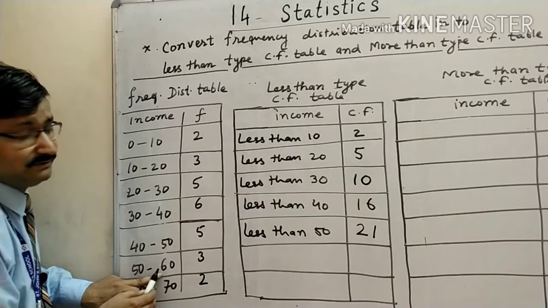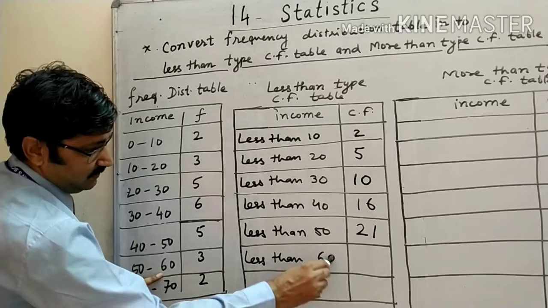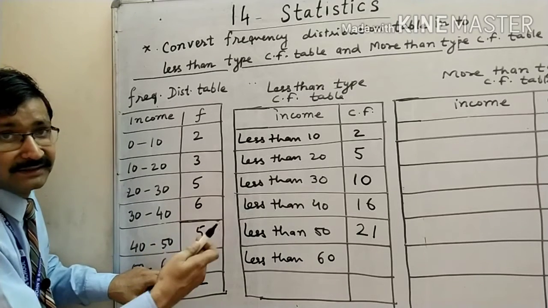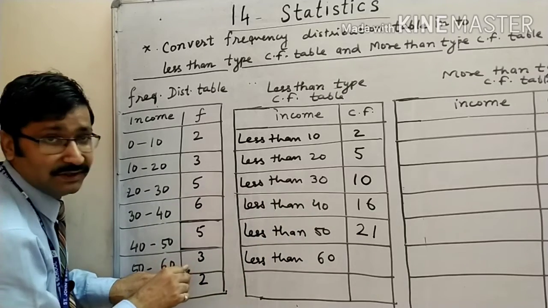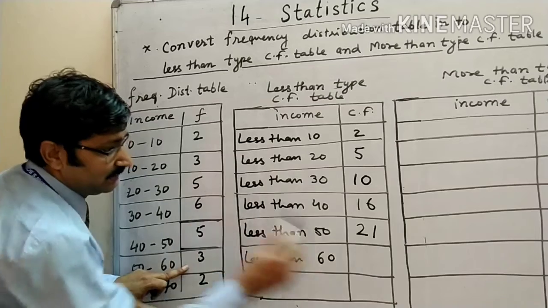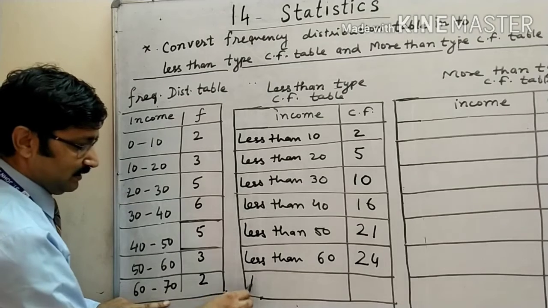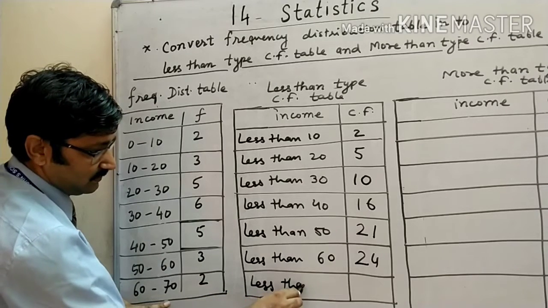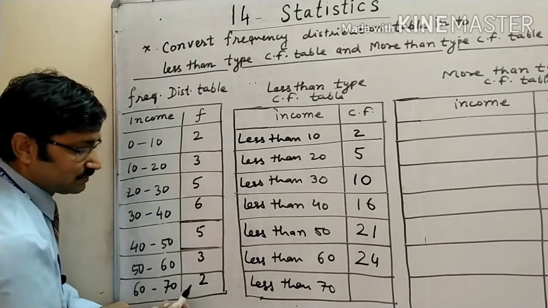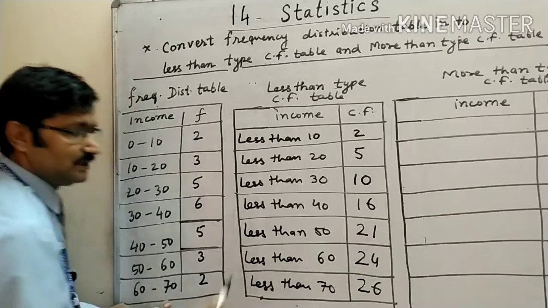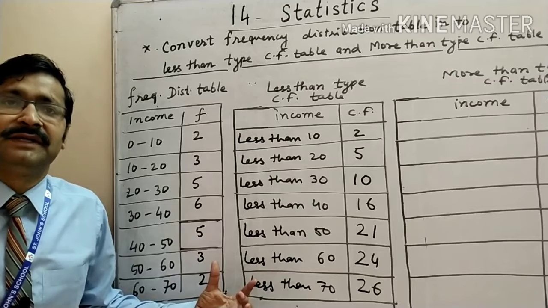Now less than 60. Less than 60, look here, this 3 also we have to add. The previous total up to here is 21, and 3 we also add. So 21 plus 3 is 24. Okay, now less than 70. Less than 70, we add 2 also. So 24 plus 2 is 26. This way we can find the less than type CF table. This is called a less than type CF table.